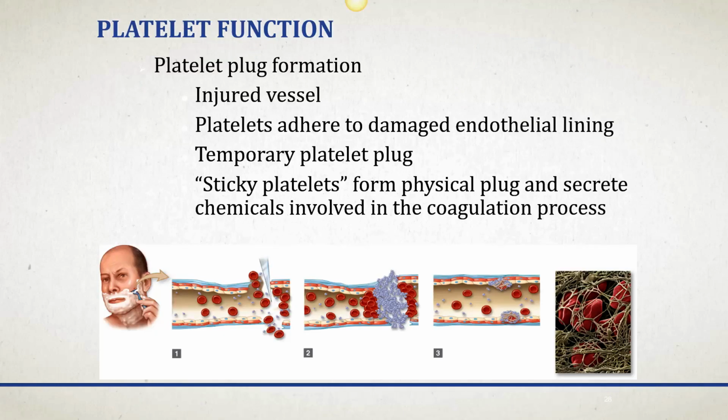So if you cut yourself, the platelet plug will form. An injured vessel is a portal of entry for bacteria, and there's also damage to the cells of the vessel itself. That stimulates the adherence of platelets to the area of damage. When platelets stick, they release chemicals that call more platelets to the area. And when those stick, it's kind of a positive feedback mechanism where more and more platelets are going to build and build and build. Eventually, sticky platelets form a physical plug and secrete chemicals involved in the coagulation process.